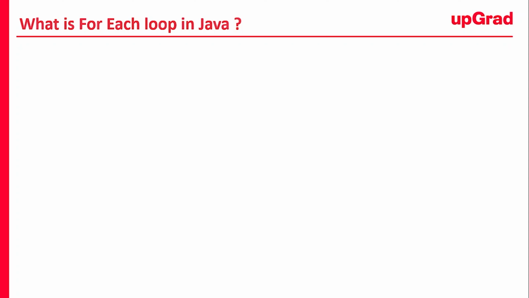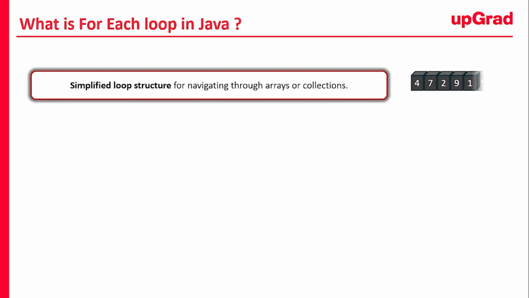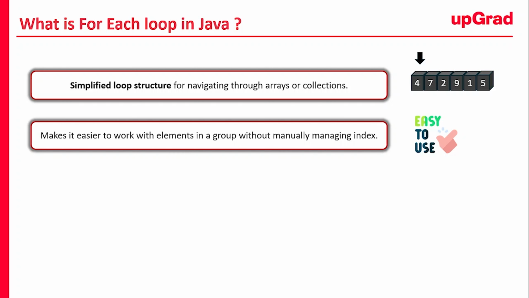What is the for each loop in Java? So, the for each loop in Java is a simplified way to navigate through arrays or collections. Its primary purpose is to make it easier to work with every element in a group of data without having to manage the underlying mechanics of looping, like index positions, or you can say boundaries.